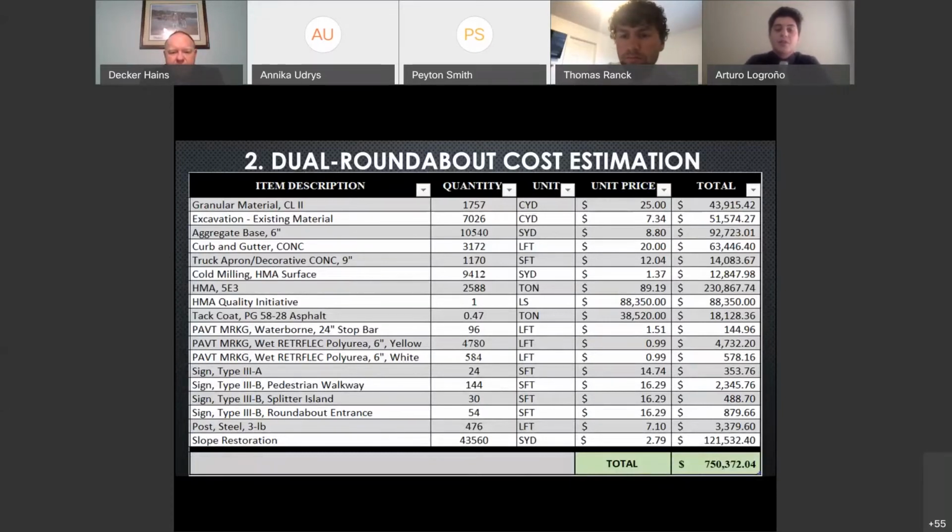The upfront estimate cost came out to be about $750,000, in which the most significant cost was obviously HMA, which came out to be $230,000. This is approximately 1/3 of our whole budget for the whole roundabout.